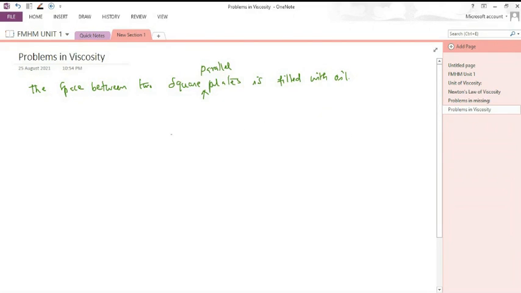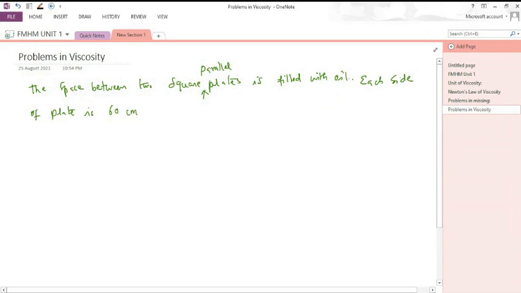Each side of the plate is 60 centimeter and the thickness of the oil film is 12.5 millimeter.